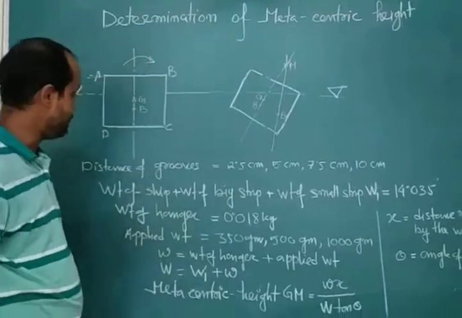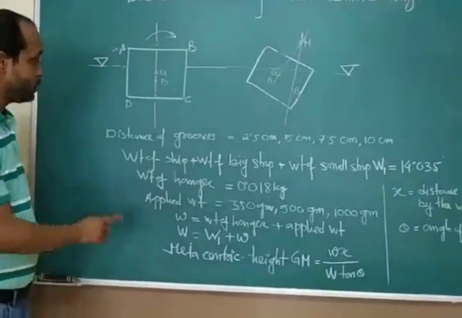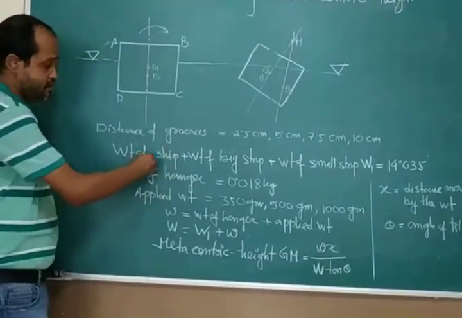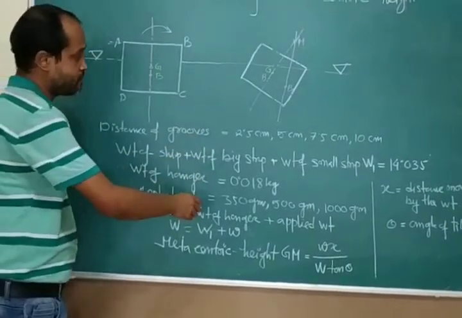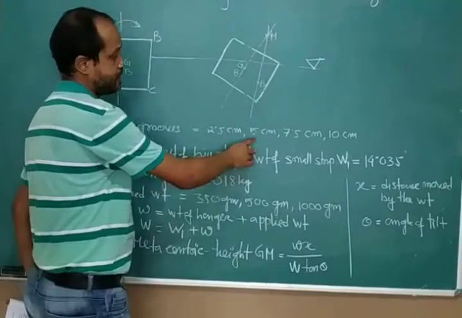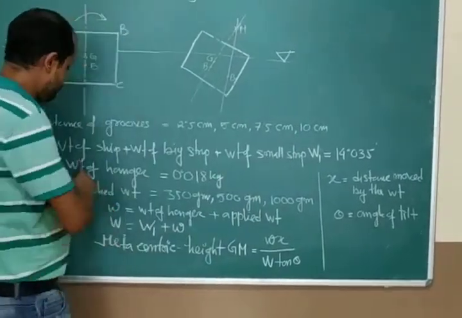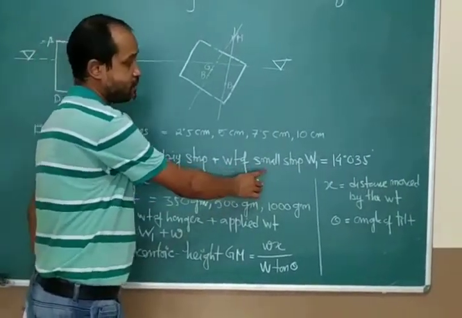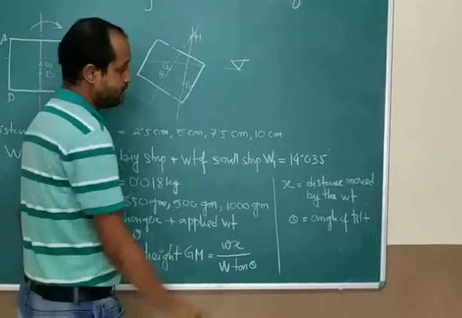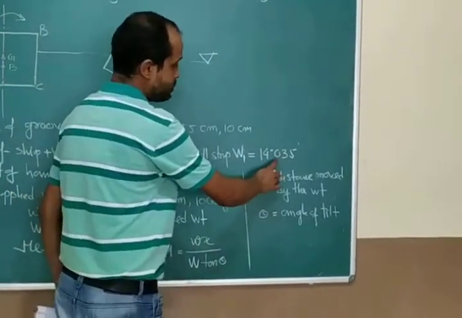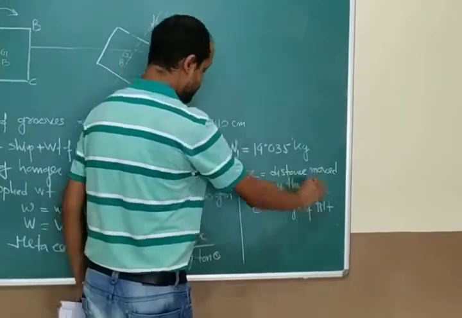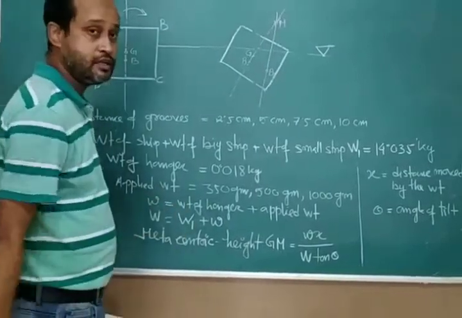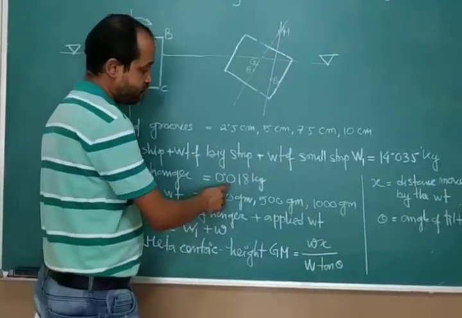Let's come to the experiment and its data. In this experiment you will find certain grooves at 2.5 cm, 5 cm, 7.5 cm and 10 cm. Similarly, the weight of the ship, the big strip and the small strip, suppose W1, is equal to 14.035 kg, and the weight of the hanger where we put our applied load is 0.018 kg.